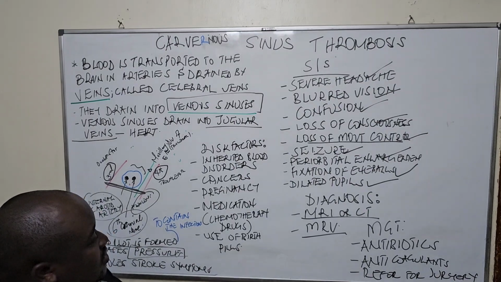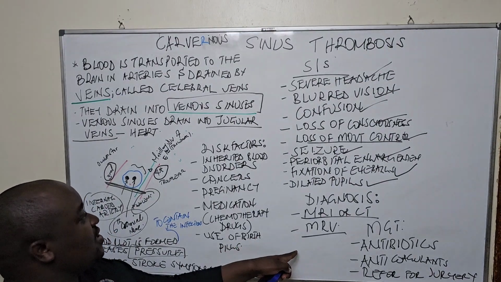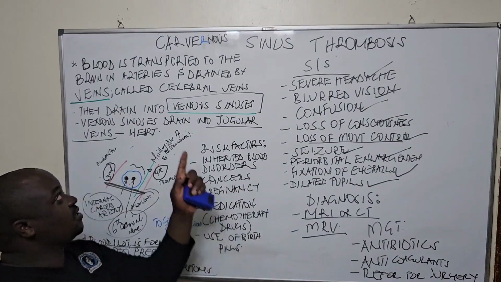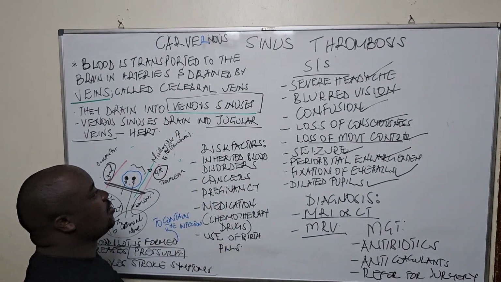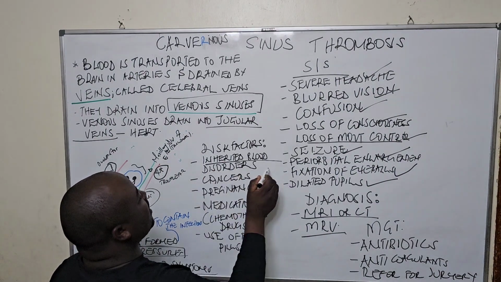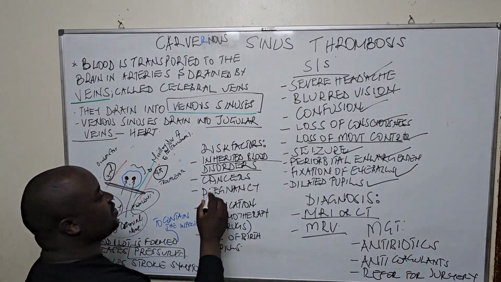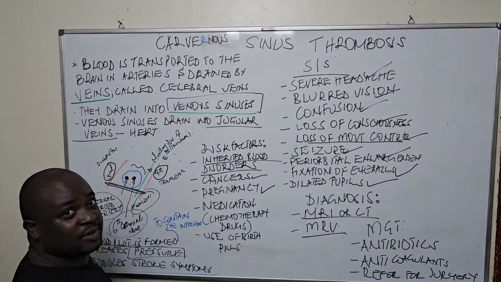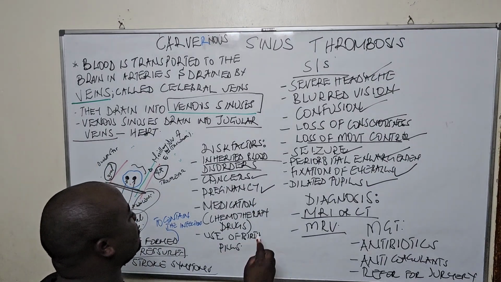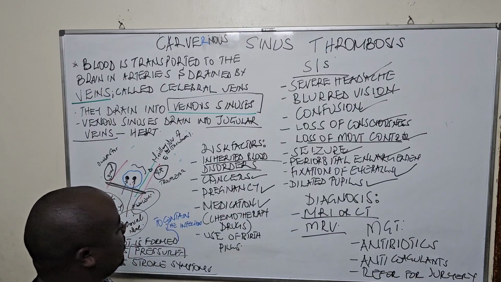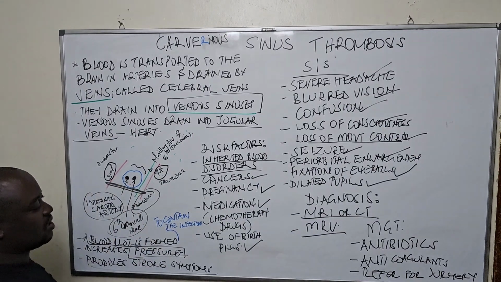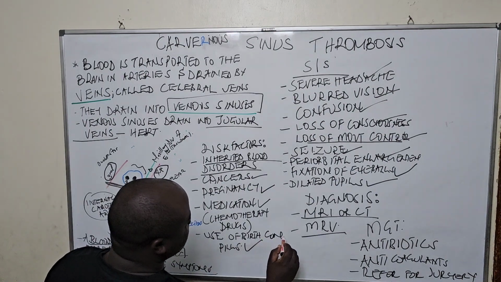But first of all, which people are at risk of getting cavernous sinus thrombosis? People with inherited blood disorders, people with cancers, pregnant mothers, people on chemotherapy, and people who are using birth control pills can have this.